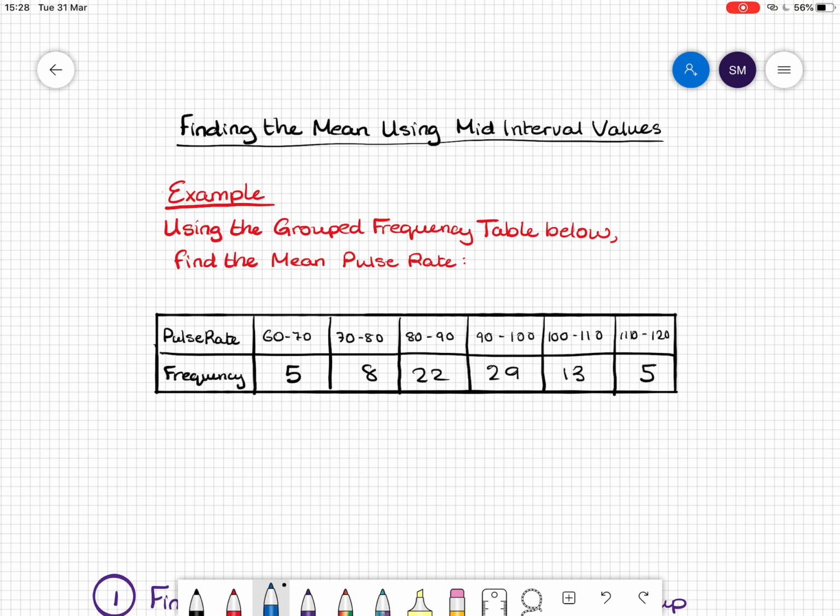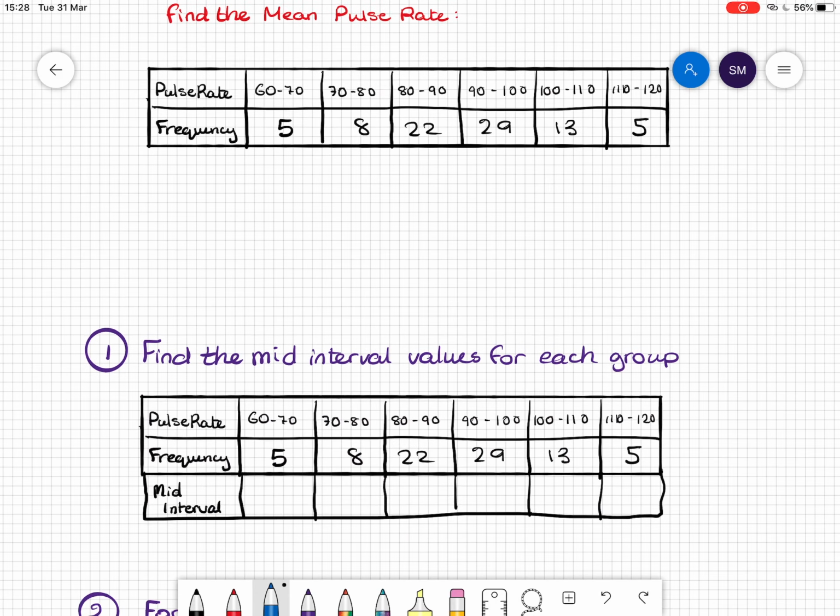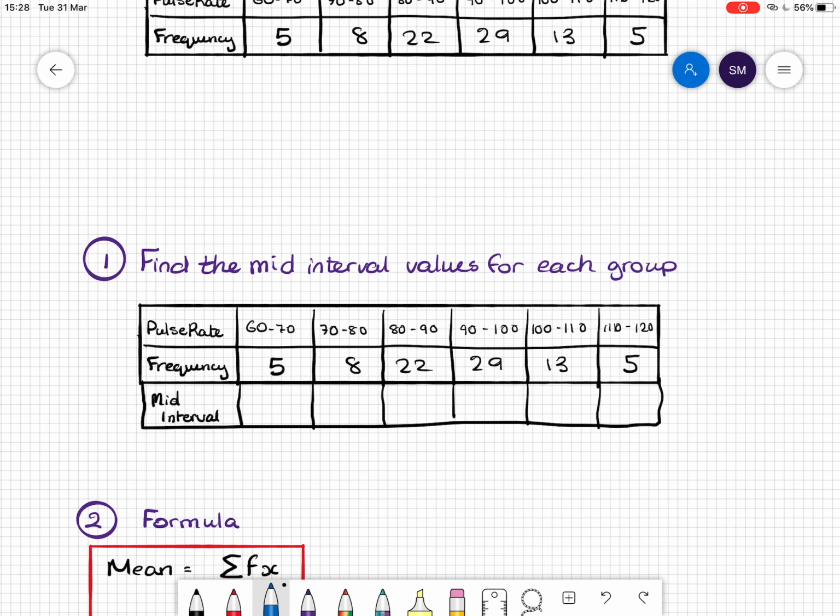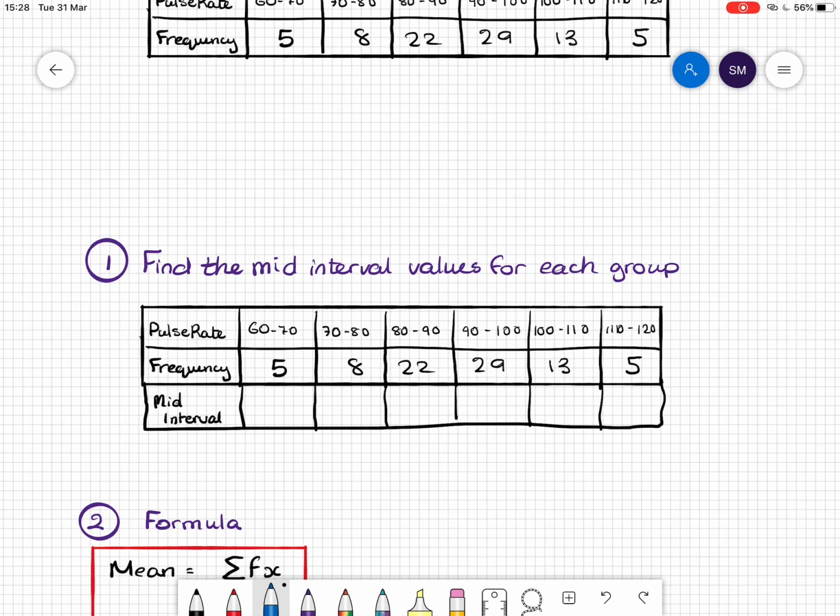So there's 3 steps to doing this. First thing we need to do is find the mid-interval values. So all I've done here is just repeated the table. And to find the mid-interval values, we find the halfway point between the bottom of our range and the top of our range. So if we look at that first box of the table, it's 60 and 70.